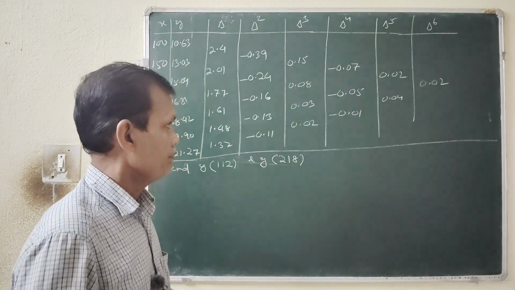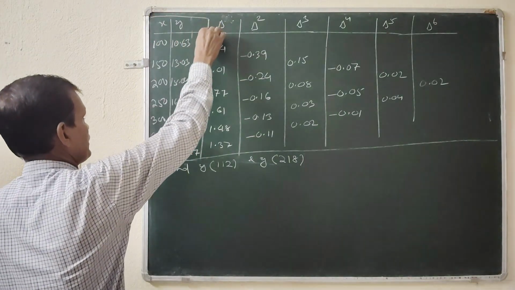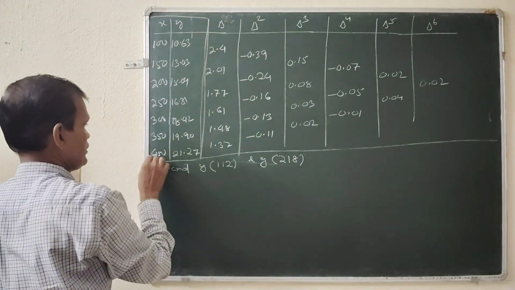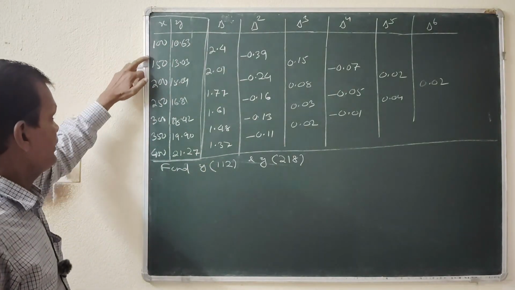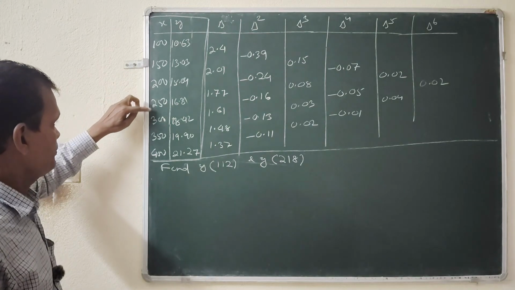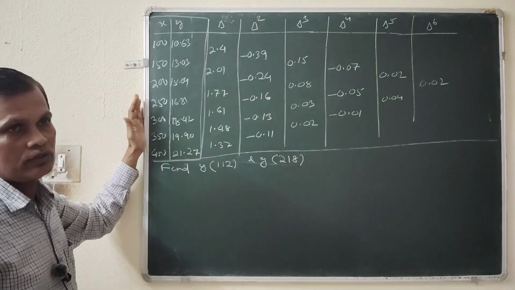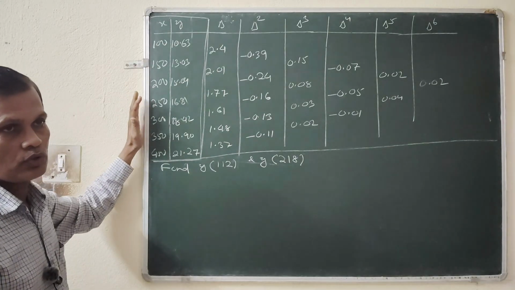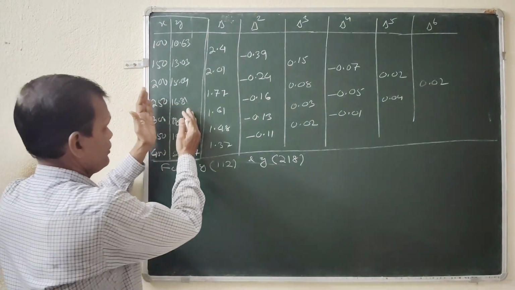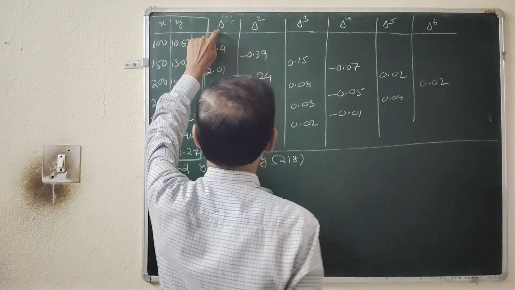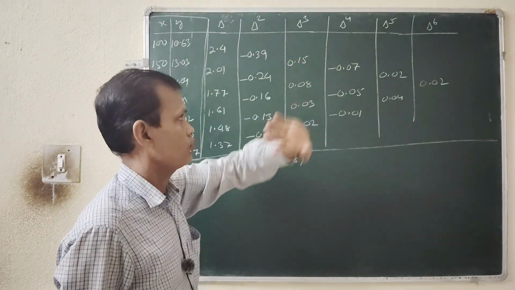Okay, see, you are given this set of data. So x and y, you see the values of x are equispaced: 100, 150, 200, 250, 300, 350 and 400. Equispaced means we will apply either Newton's forward difference interpolation or Newton's backward difference interpolation. Okay, and this is given. So this part we have to make. This is the first order difference, this is the second order forward difference, this is the third order forward difference and so on.